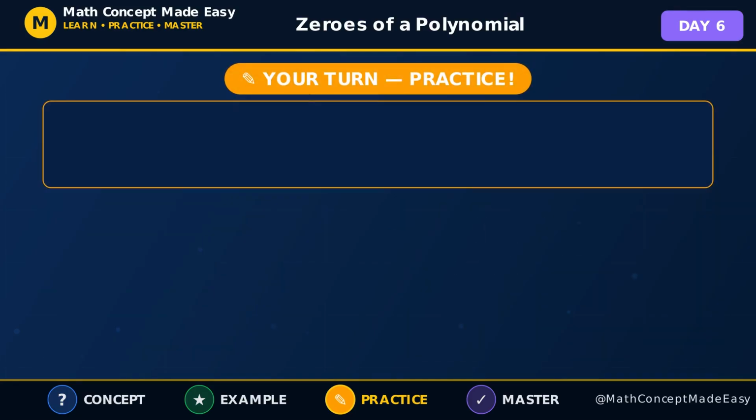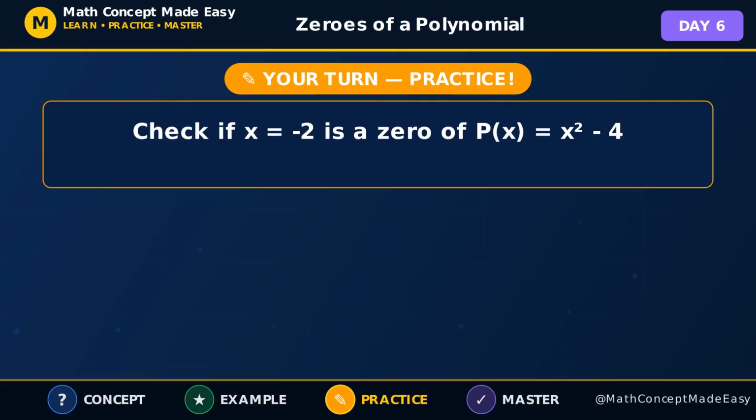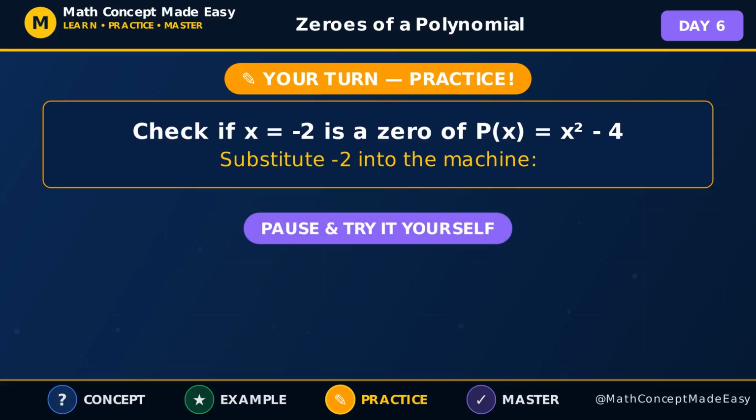Time to try it yourself. Here is your practice question. Check if x equals -2 is a zero of p of x equals x squared minus 4. Substitute -2 into the machine. Pause the video now, or take a few seconds with me.